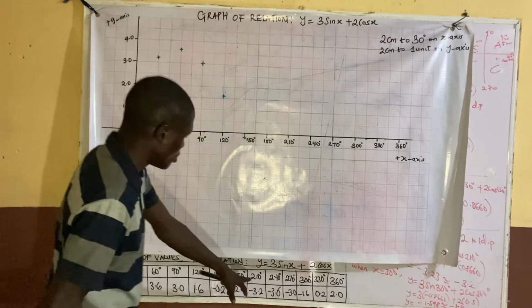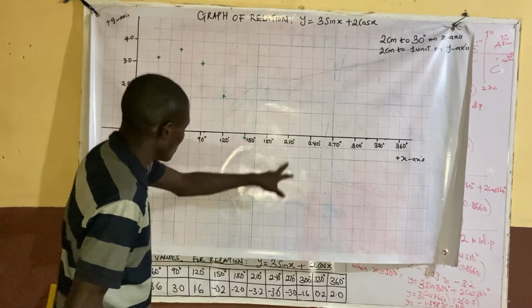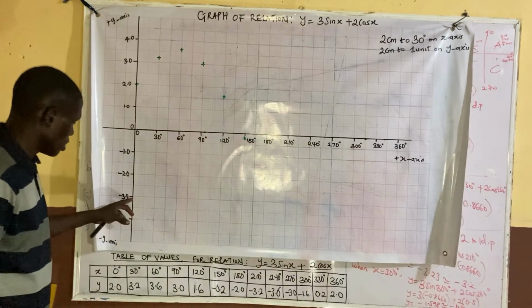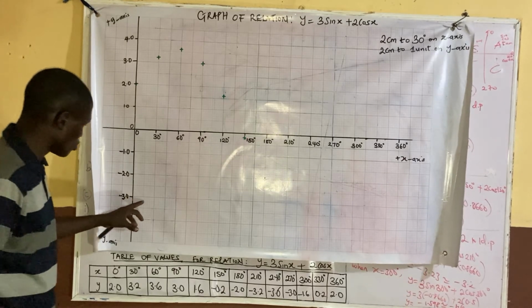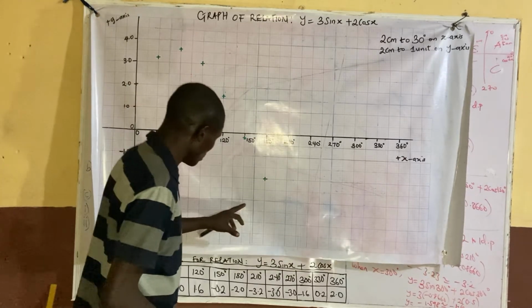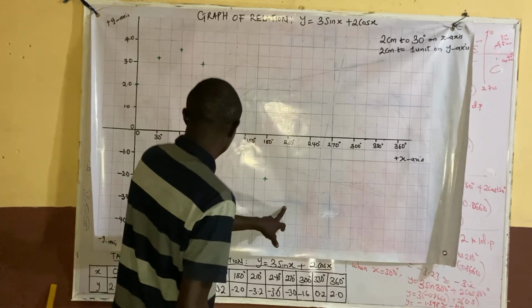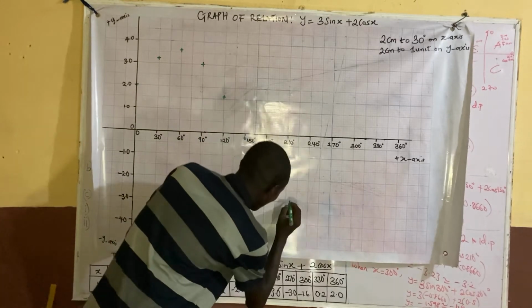And the next one is 210 against minus 3.2. This is minus 3.1, minus 3.2. We trace it: minus 3.2 against 210. So we have it here.